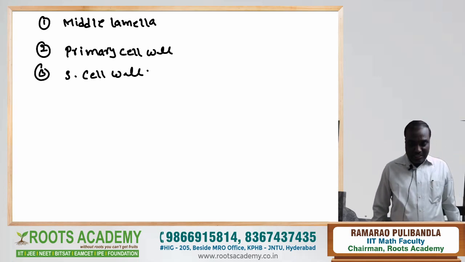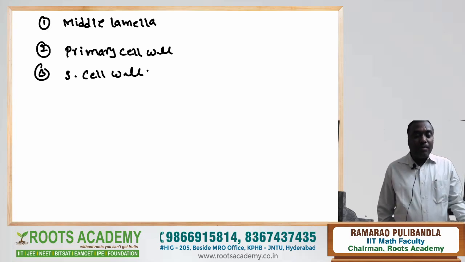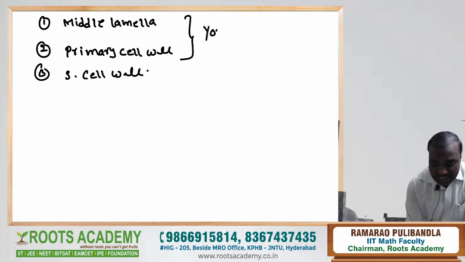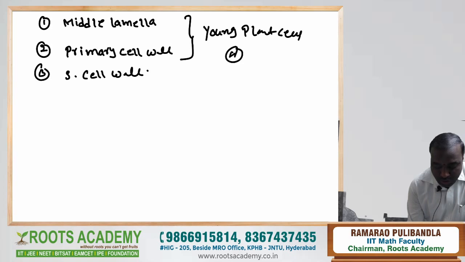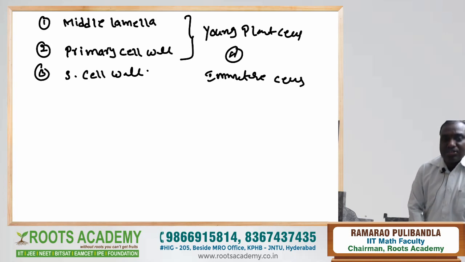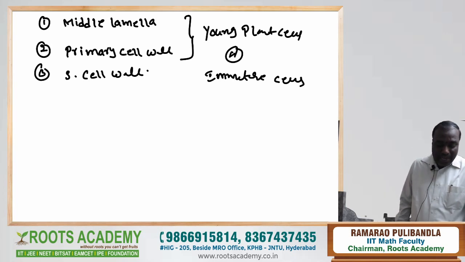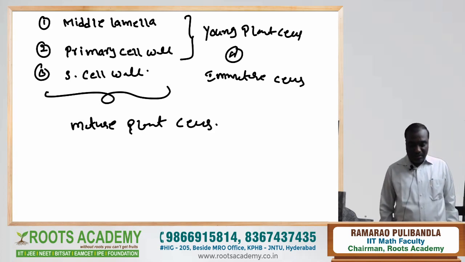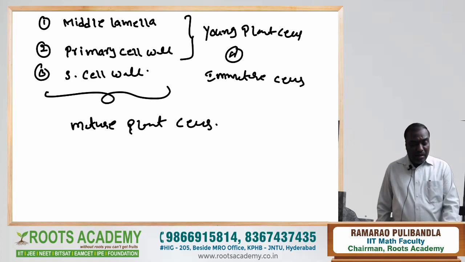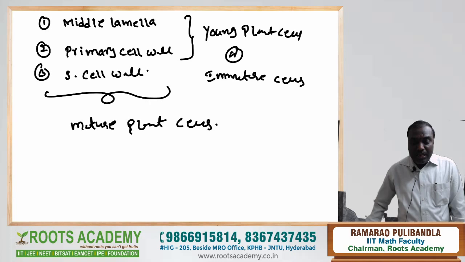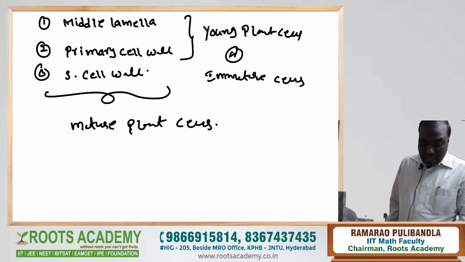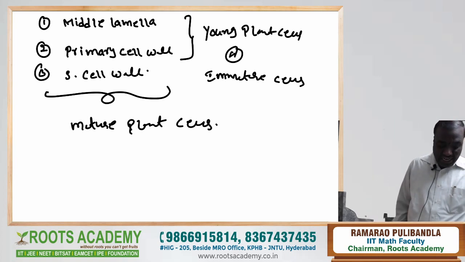Generally in immature plant cells, that is young plant cells, for example meristematic cells, there are only two wall layers. Young plant cells are immature cells. Immature cells or young plant cells contain only two wall layers, that is middle lamella and primary cell wall. But all these three wall layers are found in mature plant cells. Okay, I think you got the information. Middle lamella, primary cell wall and secondary cell wall are the three wall layers of the plant cell. Only middle lamella and primary cell wall are present in the young plant cells or immature cells. Mature plant cells contain three wall layers.